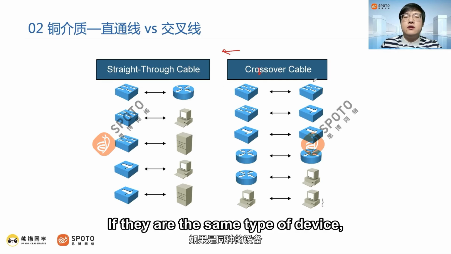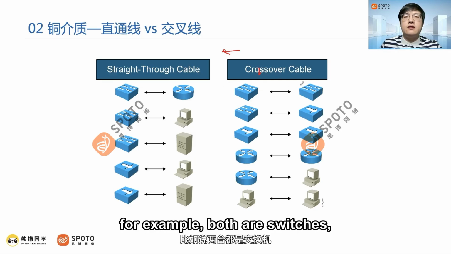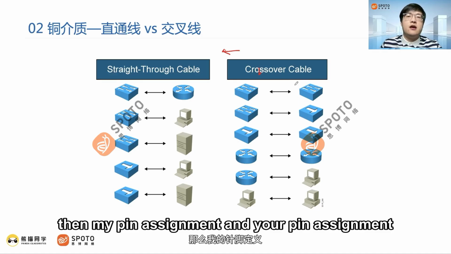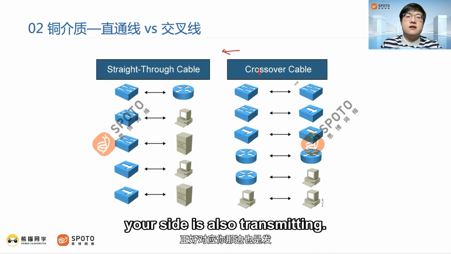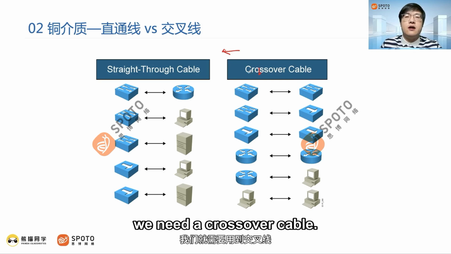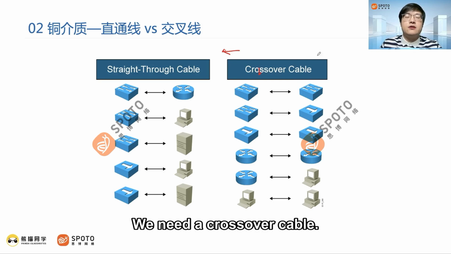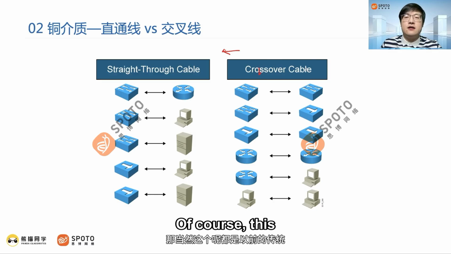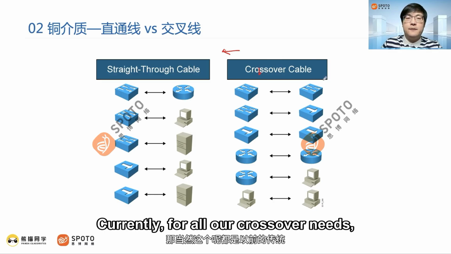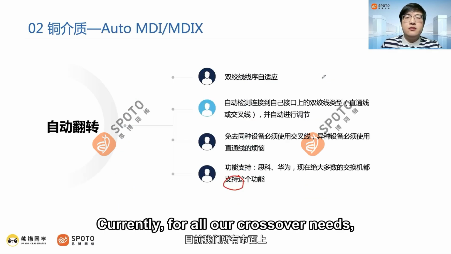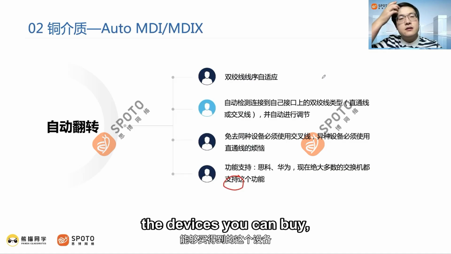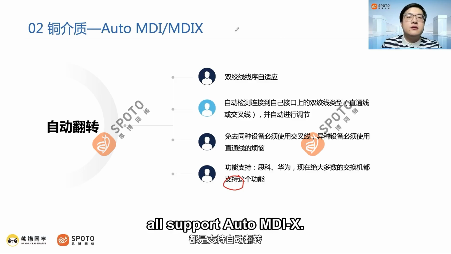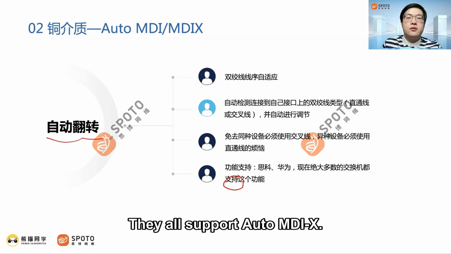If they are the same type of device, for example, both are switches, then my pin assignment and your pin assignment are the same. So when my side transmits, your side is also transmitting. In this case, we need a crossover cable. Of course, this is all the old convention. Currently, for all our crossover needs, the devices you can buy on the market all support auto MDIX.